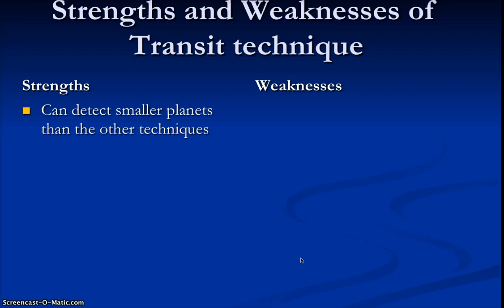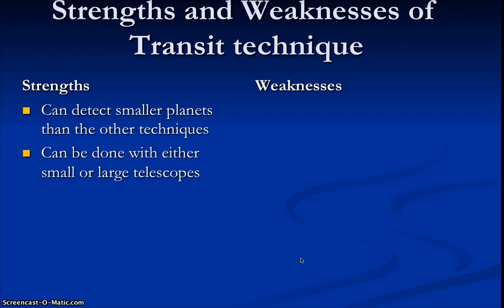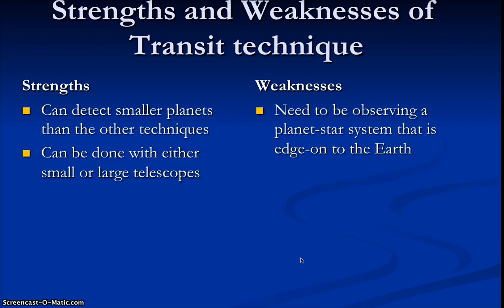The strength and weakness of the transit technique: you can actually detect smaller planets with this than the other techniques, because very small planets don't induce a very large wobble, and so that makes the Doppler technique not as effective. You can do this with small or large telescopes. However, you have to have really a perfect viewpoint so that you're viewing the planet-star system edge-on relative to the Earth.